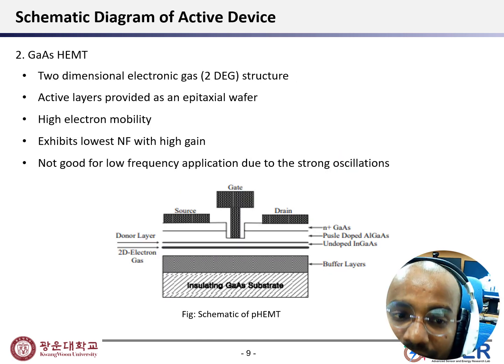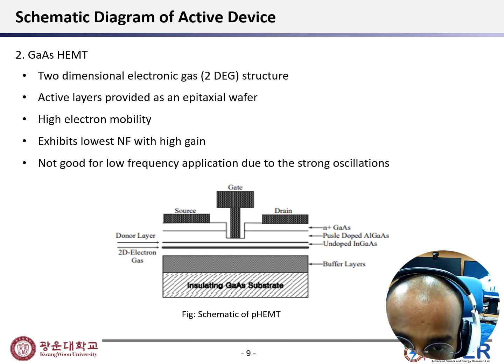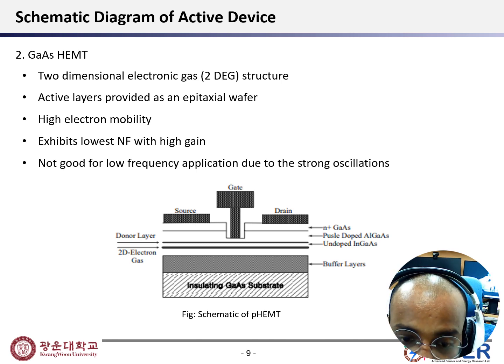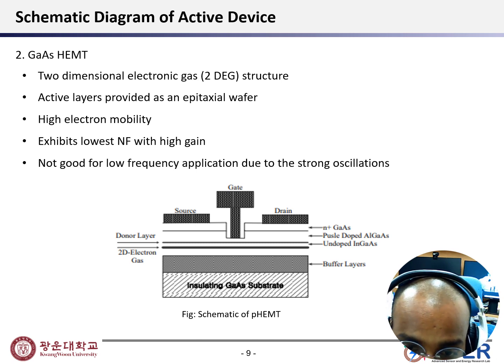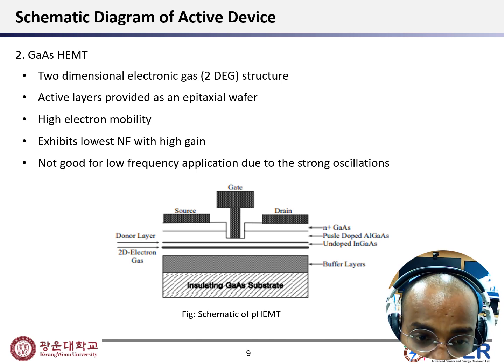Now talking about the gallium arsenide HEMT, with two-dimensional electron gas. It also has the same structure: source, gate and drain. In this device we use gallium arsenide as a substrate and a buffer layer. It has a high electron mobility.